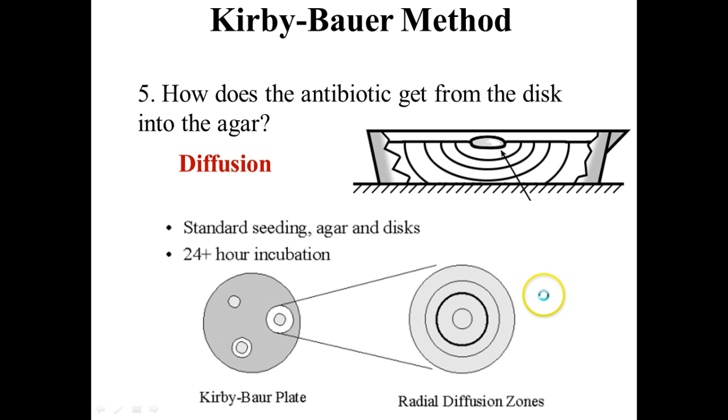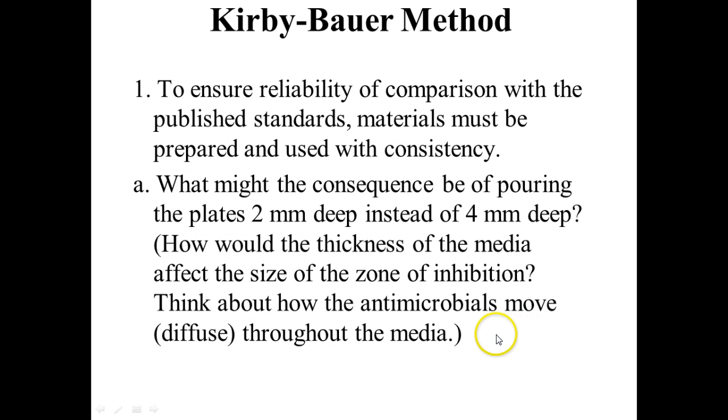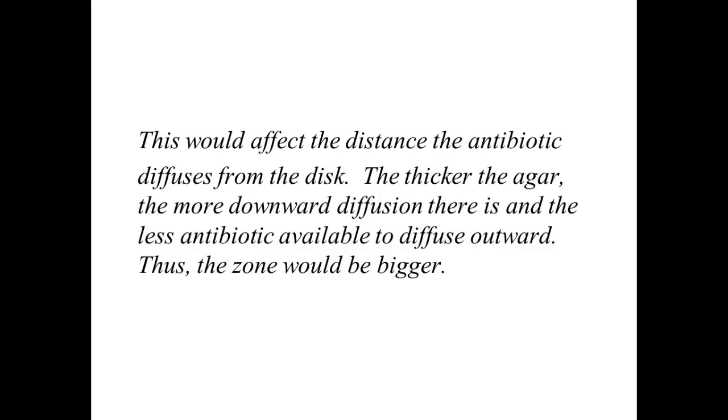So diffusion happens. To ensure reliability, as I said, we made sure that they were a specific depth for us. And so how would this affect it if they were too thin? Think about it. They can't go as far down, so they're going to go further out. And we're measuring that distance out, aren't we? So is that going to affect our results? Absolutely. It would really throw off our results and make them appear larger than they should be.